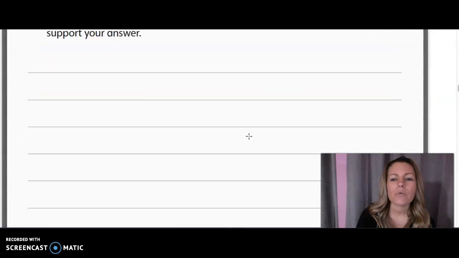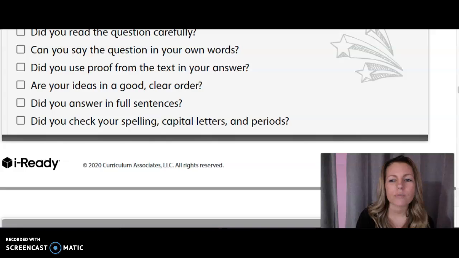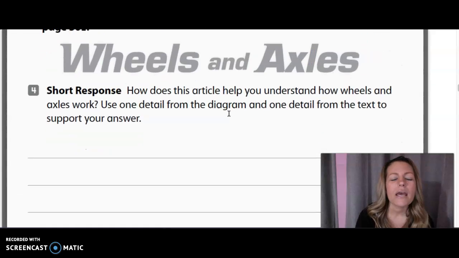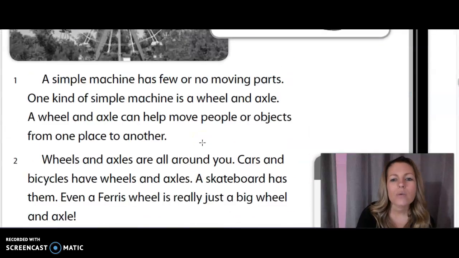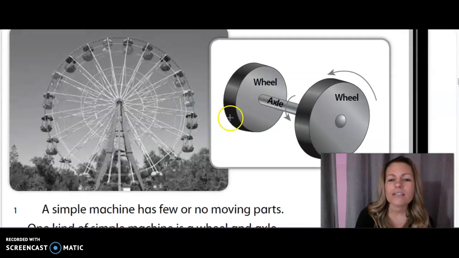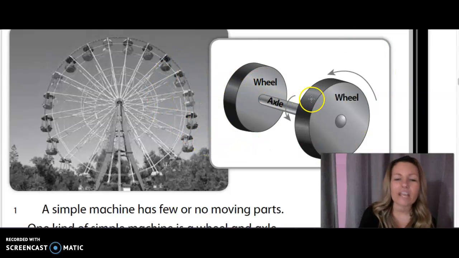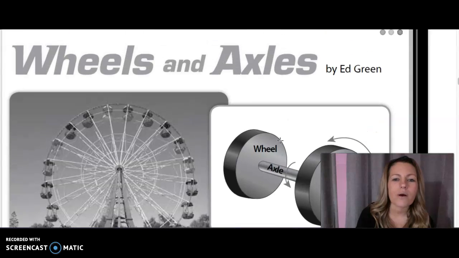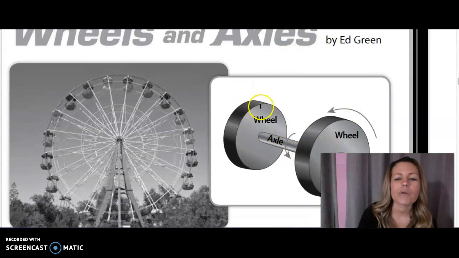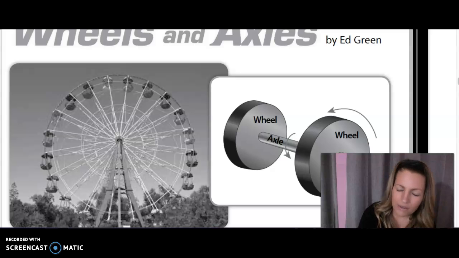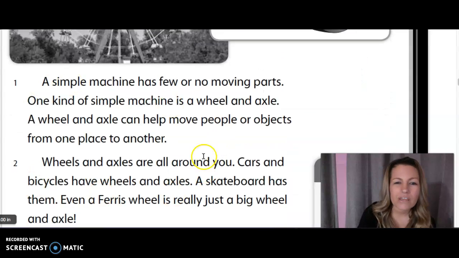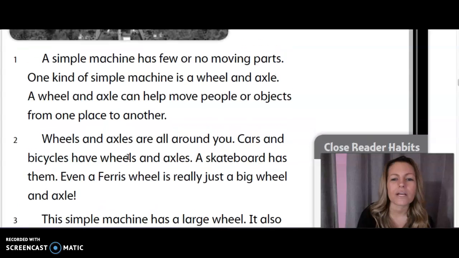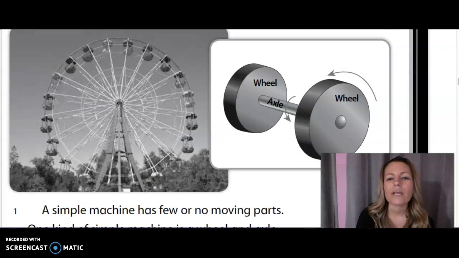After we read the story, we're going to be working on page 20. Page 20 asks us to use the article or the story to help us understand how wheels and axles work. We talked a lot about diagrams, and diagrams are pictures that have labels that show us how something works. So I'm assuming that this is a diagram showing us how a wheel and an axle work together. We're going to use the diagram that we see right here along with the text, or the words from the story, to describe what a wheel and axle do.